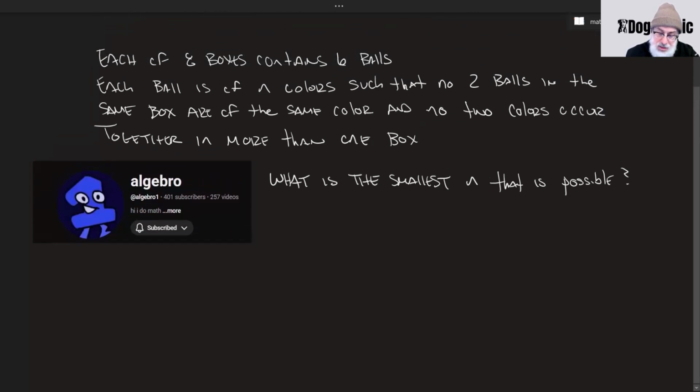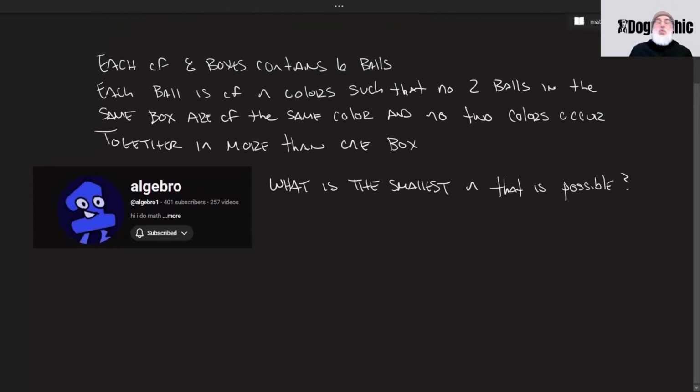So the question here is, we have 8 boxes. Each box contains 6 balls. Each ball is of n colors, such that no 2 balls in each box are the same. So the colors in each box are unique. And then no 2 colors occur in more than one box. And we want to know what's the smallest possible n, or smallest number of colors, for which this would be possible.